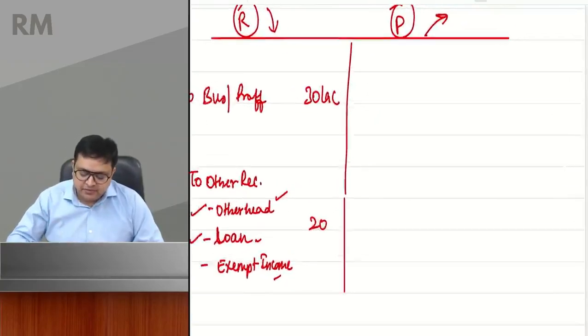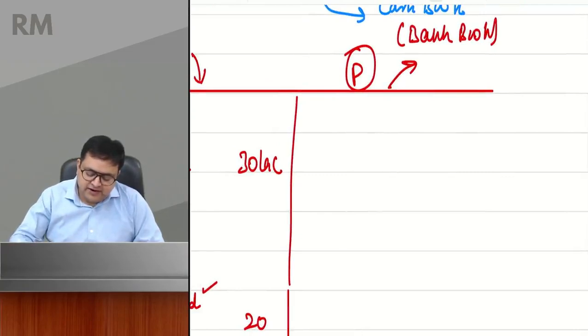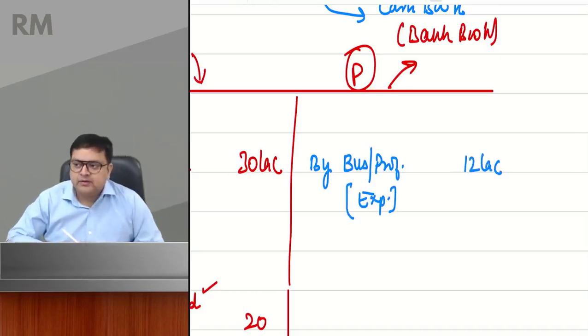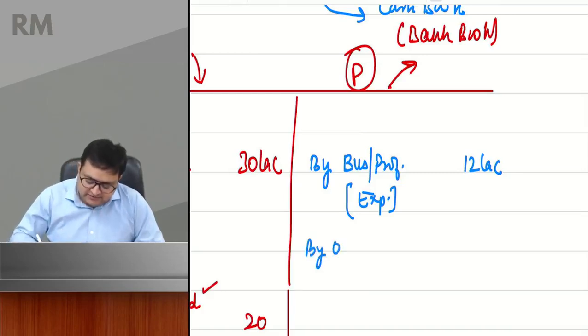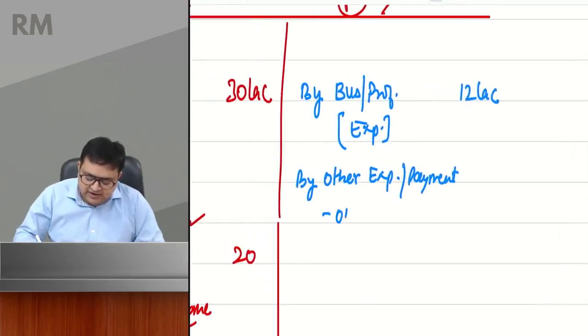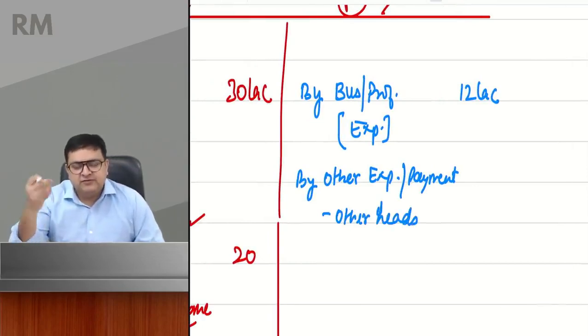The same way, on the payment side, let's say you find there are some business or profession related expenses. Let's say 12 lakh. Your business or professional related expense 12 lakh. Let's say there are some other expenses or other payments which might relate to some other heads. Any payment you have made, any expense which you made, which are related to any other head.